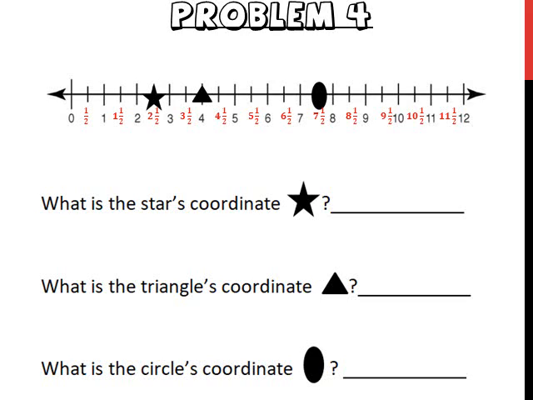Once you have that written, what is the star's coordinate? It's 2 and 1/2. What's the triangle's coordinate? 4 holes. And the circle's coordinate is 7 and 1/2.